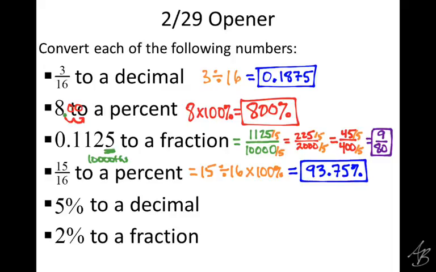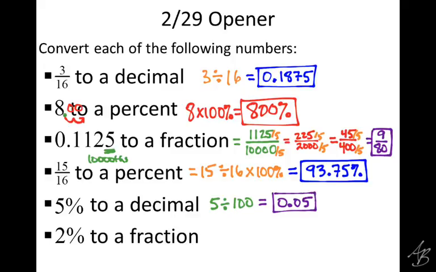Okay, 5%. We want to change that to a decimal. Okay, good. So 5% means 5 out of 100. And another way of thinking about that is 5 divided by 100. So we do 5 divided by 100. We can just punch that into our calculator and get what, Jack? 0.05. Good.